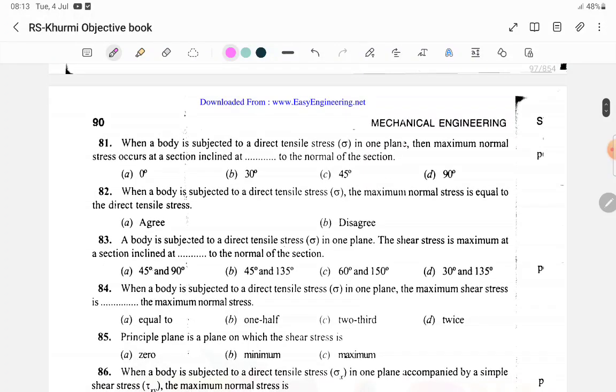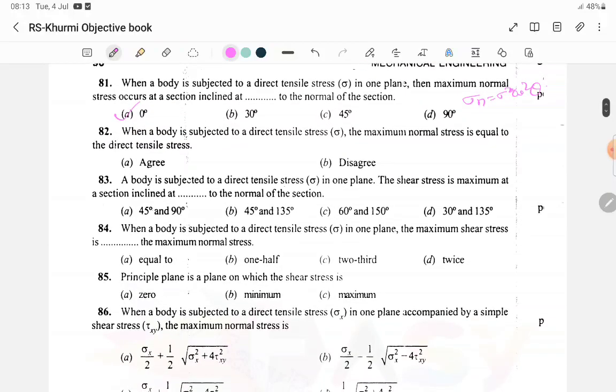When a body is subject to direct tensile stress in one plane, the maximum normal stress across a section inclined at dash to the normal section of a plane is asked. So the maximum normal stress, sigma n, is equal to sigma into cos square theta, and cos theta is maximum at 0 degrees. When the body is subject to direct tensile stress, the maximum normal stress is equal to the direct tensile stress. Yes, it's correct.